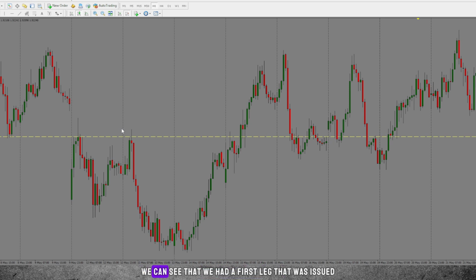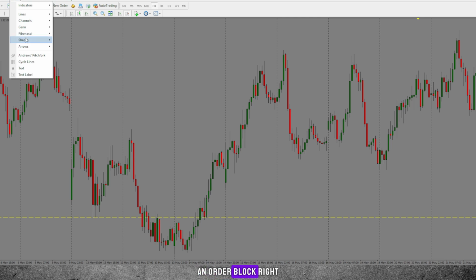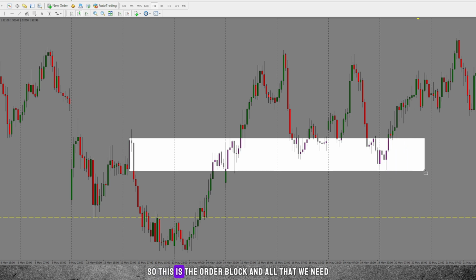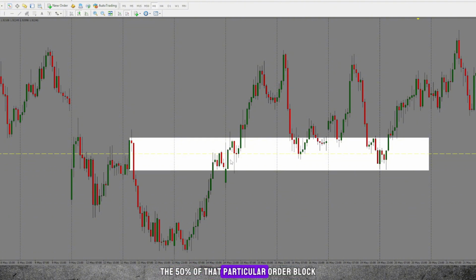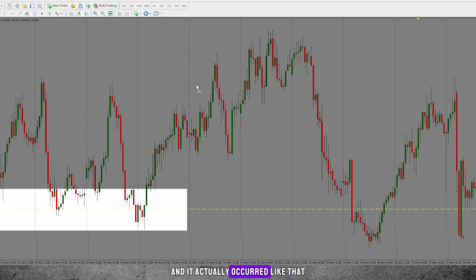In this particular case, you can see that we had a first leg that was issued. One, creation of this particular order block, and then two, a grab of liquidity, and then a shift to the upside. After that, what do we expect? We want to see an order block right at the last green candle before a shift occurred. So this is the order block, and if an order block is too wide like this, we need to demarcate the 50% of that particular order block so that when the market comes to that zone, we can make our entry. And it actually occurred like that.